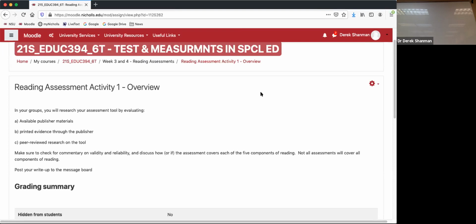So you are providing commentary on validity and reliability, just summarizing what you find, and discussing how or if the assessment covers each of the five components of reading. I want to know what the different sources say about those different components.